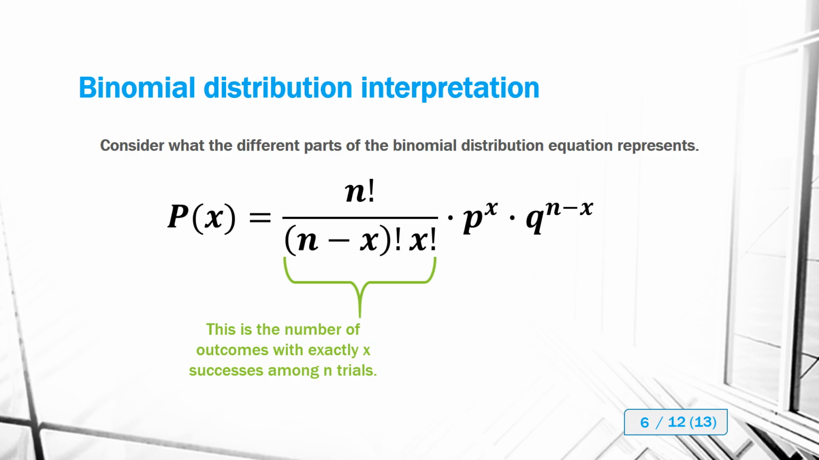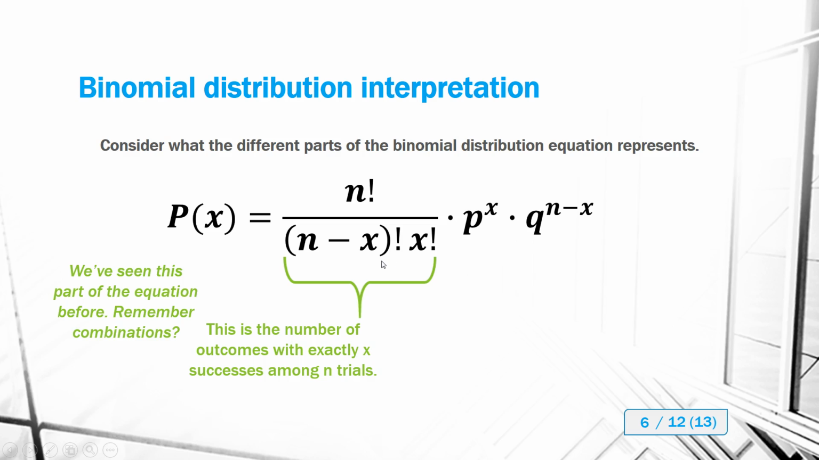This should make sense because the probability of X is defined earlier as the probability of having X successes among N trials. Now, this part of the equation should actually look familiar to you. You may remember from chapter 4 where we talked about combinations. You should recognize this as the form of the equation used to calculate combinations. And indeed, it is identical.